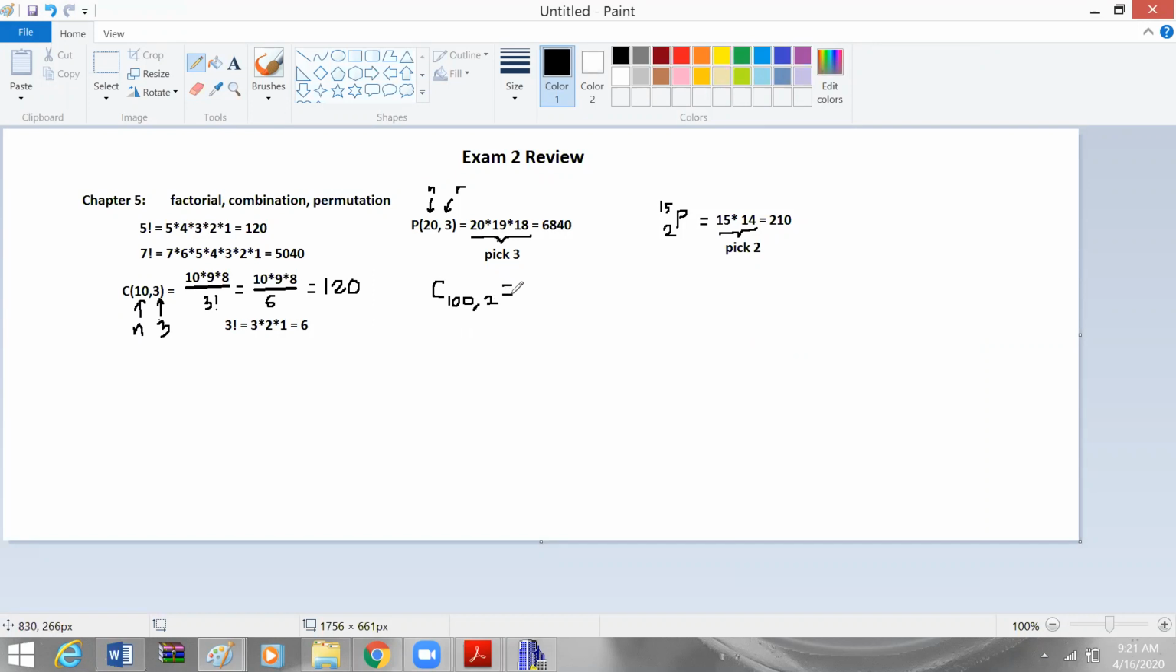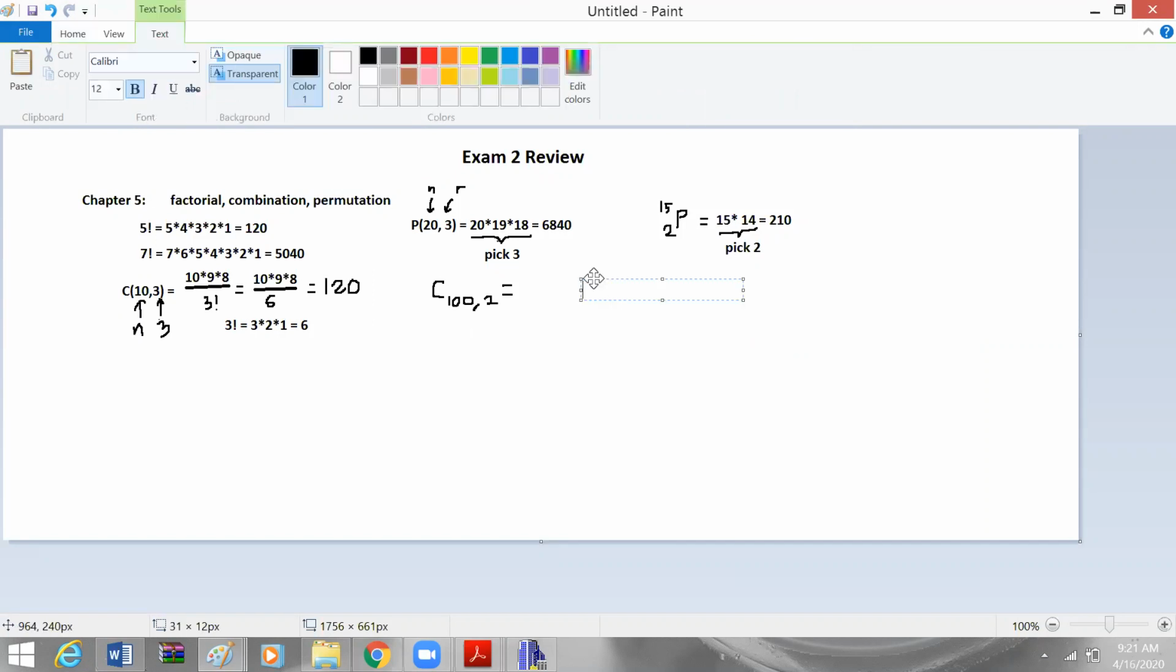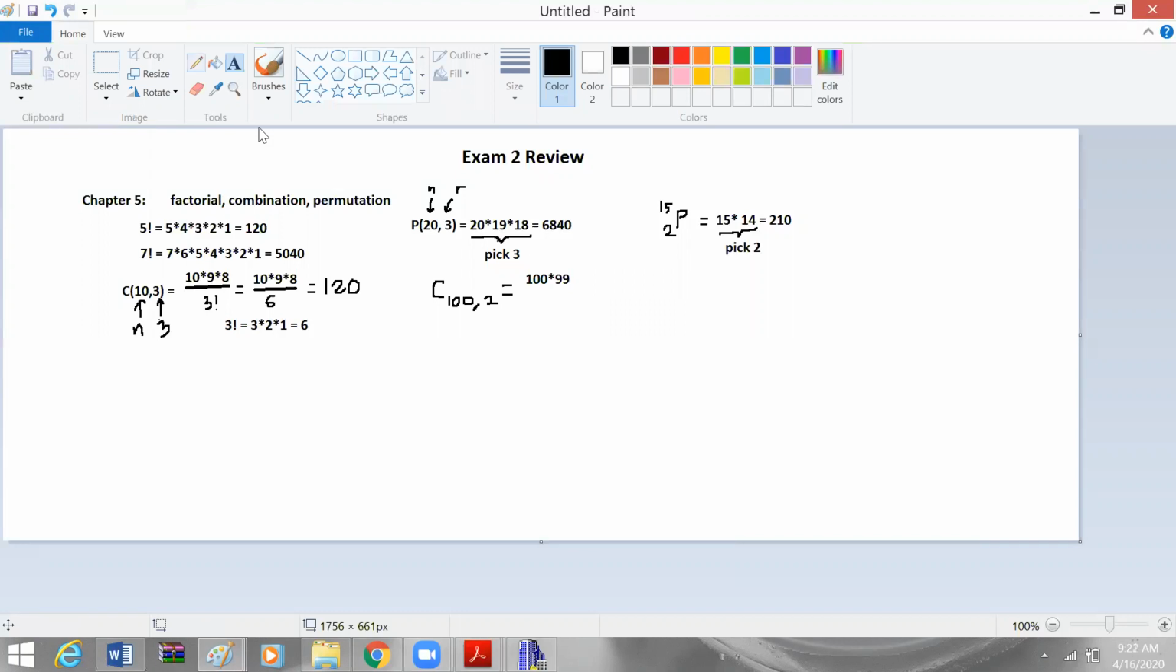So what should we do for that part? How many do we pick? We pick 2 of them. We start from 100, pick 1, and now pick another one, so 99. So we pick 2 of them, 1 and 2. We can clearly see that it's 100 times 99. And then we divide it by 2 factorial. 2 factorial is 2, but just want to make sure that we do it properly, so we write them down.